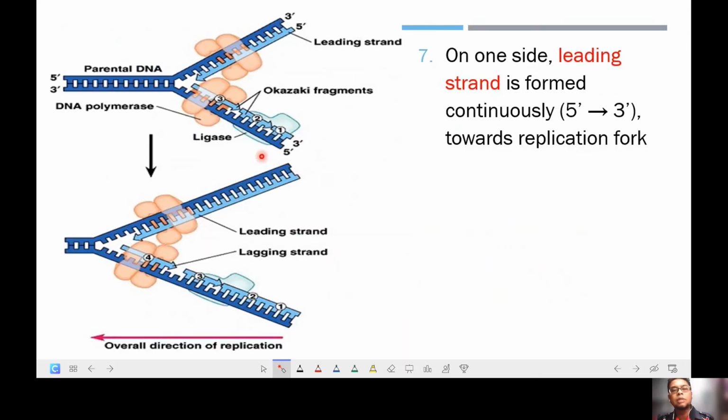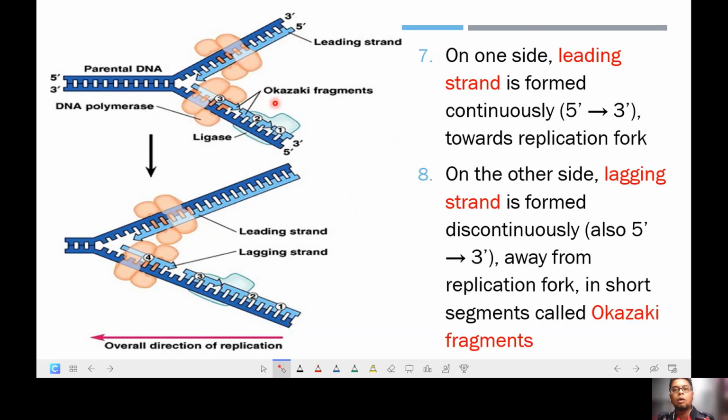According to the semi-conservative model, we must remember that both of the parental strands will become templates. So we must understand that the new DNA strands will be formed at both sides. Okay. However, on one side, the new DNA strand will be formed continuously from the direction of 5' to 3' towards the replication fork, and this is known as the leading strand.